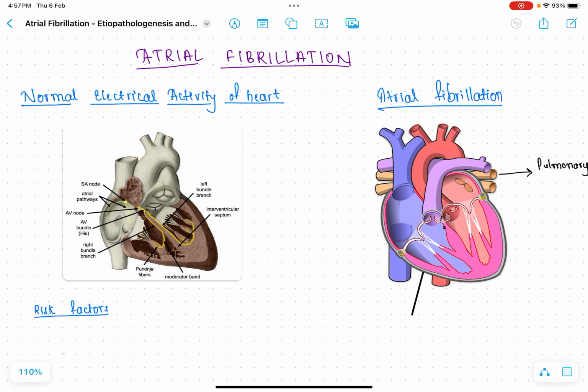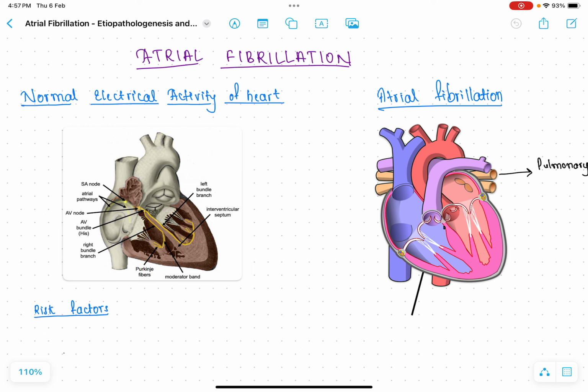When I was in my UG days, I never understood what atrial fibrillation is. I never knew how common it is. I don't know how I finished reading it. But when I actually started practicing, I realized that atrial fibrillation is very common.